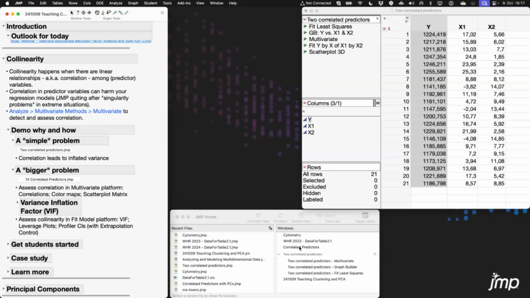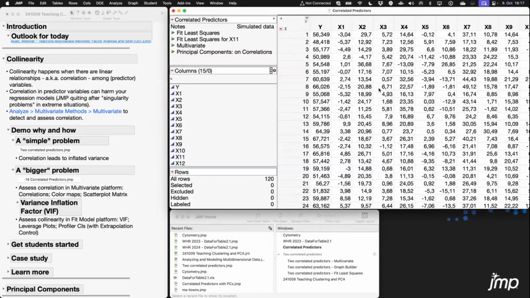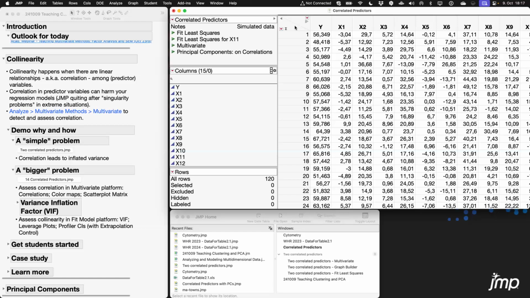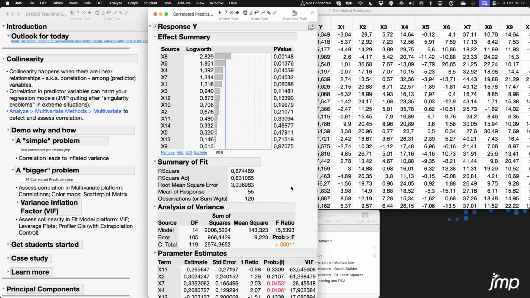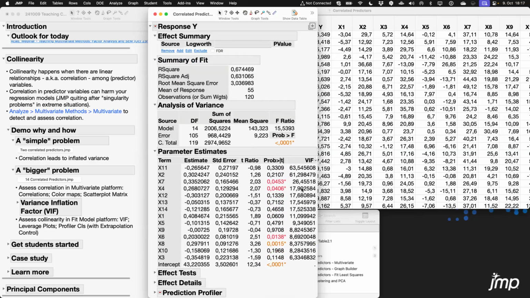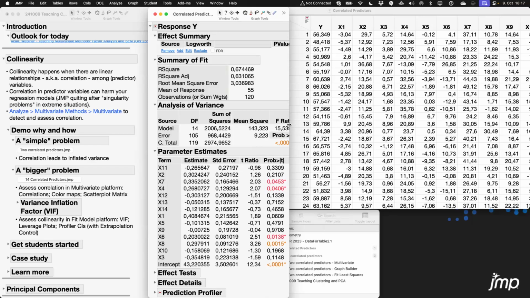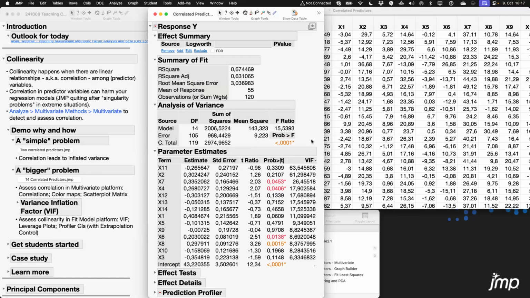Here we have a similar situation, but in this case, we have 14 predictors, 14 x's, and we have again a response. We could start the same way using Fit Model to build a model, in this case with more x's, 14, and again no problems so far if we just look at the standard output, the parameter estimates. What I already did, on request so to say, is this column here.